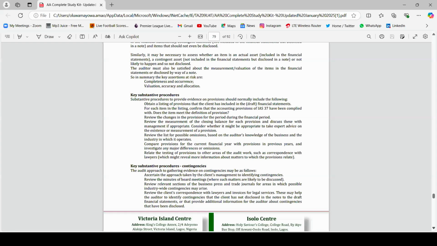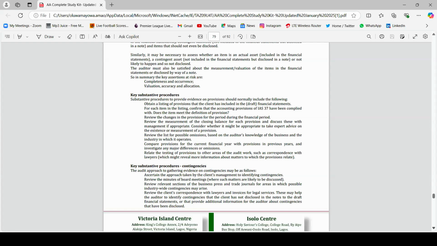Based on the timing of the loan, there are different provisions you will make for different stages of the bad loan. So the closing balance of the provision will also be reviewed by the auditor, and the auditor should discuss where appropriate. Why are you still carrying this certain closing balance in your provision? Why have you not reviewed this? So the auditor is checking for that.